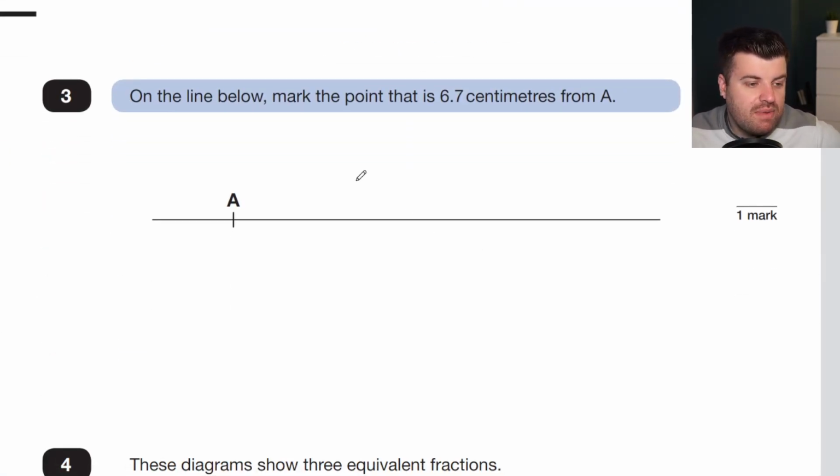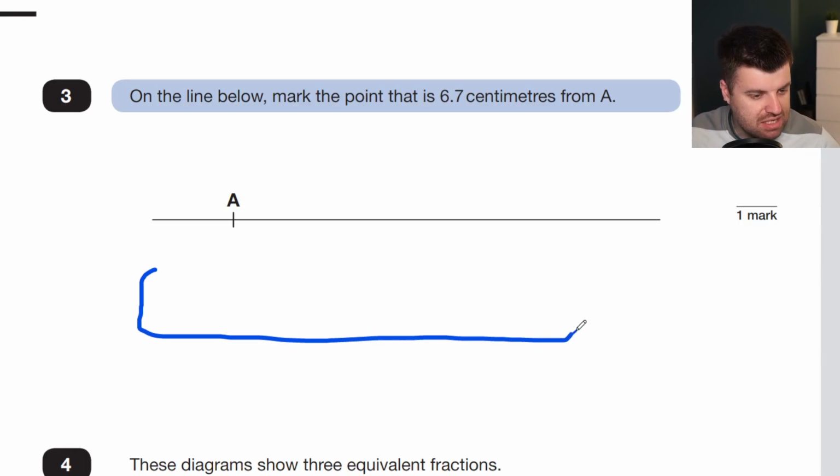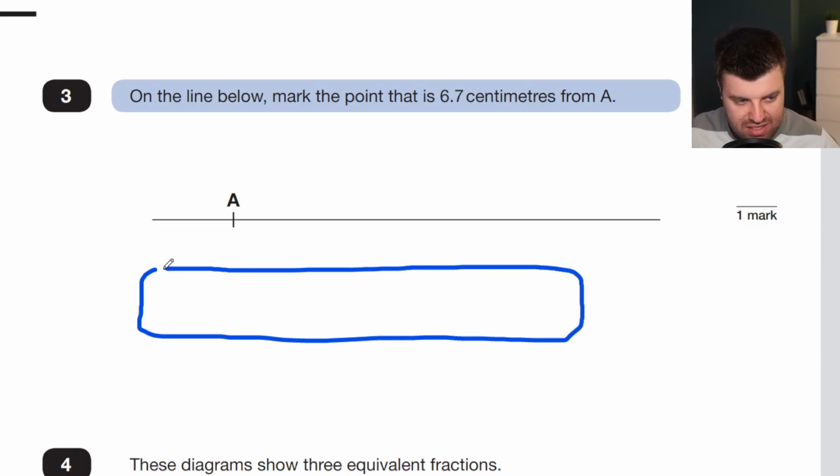Question 3, on the line below, mark the point that is 6.7 centimeters from A. Now, guys, again, I don't have a ruler tool, but this is something really important. I'm going to show you on the screen now. Your ruler roughly, although not exactly, because I can't draw a straight line and we know rulers are famously straight lines, looks like this.